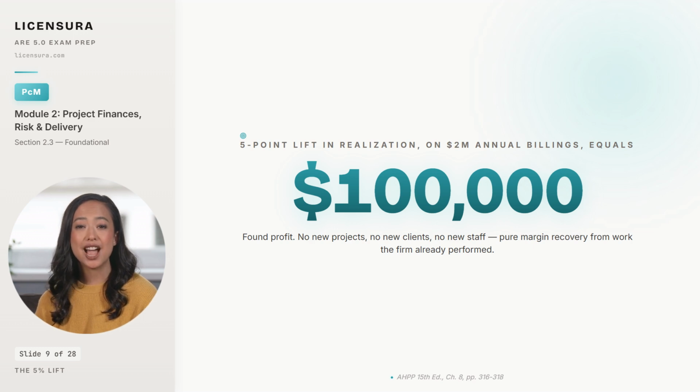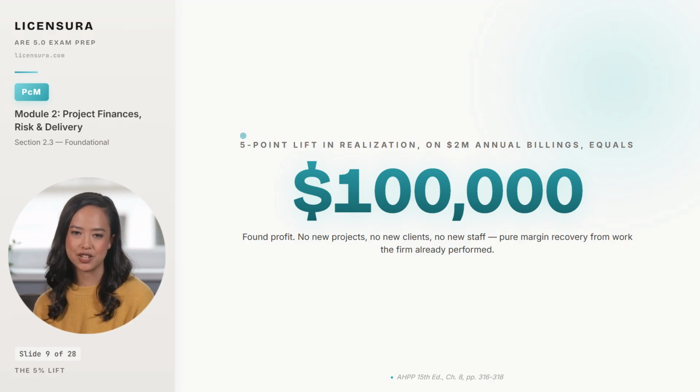For most firms, the path from 85 to 90% realization is shorter and cheaper than the path to one extra project of that size, because the work is already in the cost column. Closing the leakage flips it into the revenue column without adding overhead. Recap. Then we move into the broader picture of firm liquidity and short-term financial health.